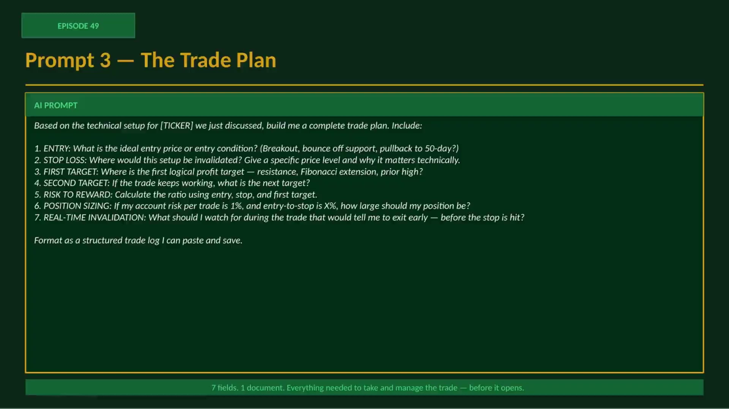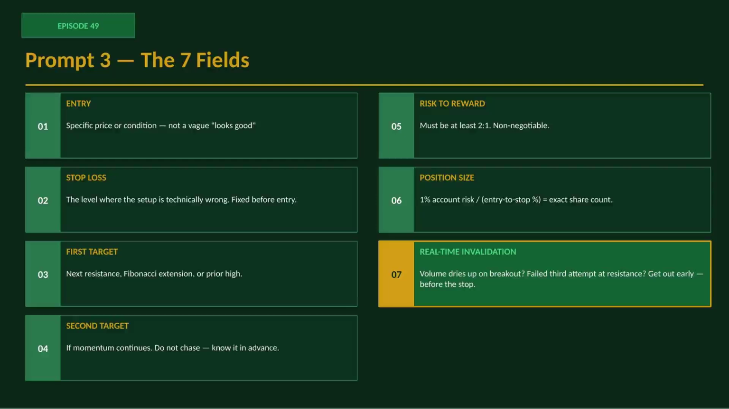7. Invalidation in real time. What would you watch for during the trade that would tell you to exit early before the stop is hit? Give me this in a structured format I can paste into a trade log. What you get back is a complete document. Entry price, stop, 2 targets, risk to reward ratio, position size, and the conditions that would tell you to get out early. Everything you need to take the trade intelligently and manage it in real time.